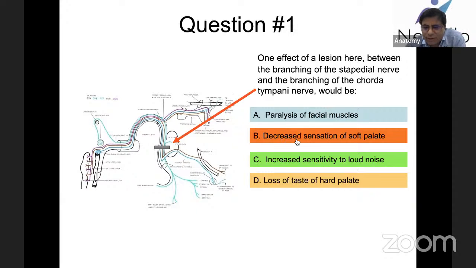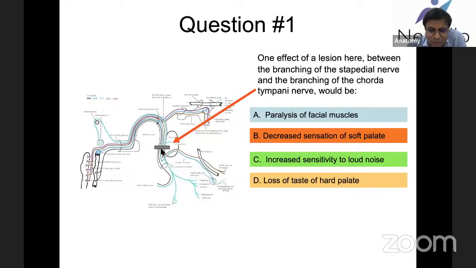Decreased sensation of the soft palate? They're already being carried, right? Then increased sensitivity to loud noise? Stapedius is also already safe. Then loss of taste from the hard palate, that's being carried by the greater superficial petrosal nerve. So what will be the answer here?